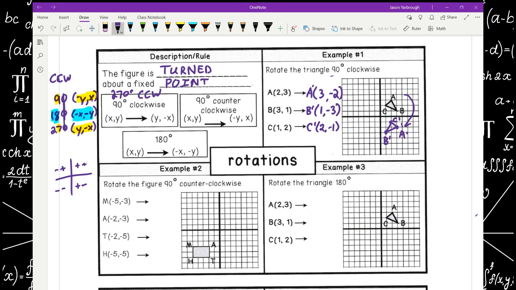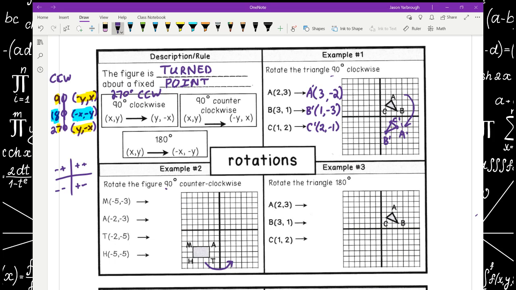Alright, moving on to the next problem. This time we're going 90 degrees counterclockwise. Counterclockwise is against the clock, so it is going to move from this quadrant over here. So it's also going to move into quadrant 4. So we know that this is going to be positive, negative on these. Since it's 90 degrees, we know that the x and the y switch.